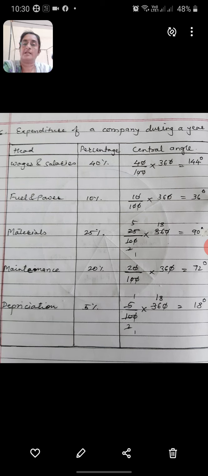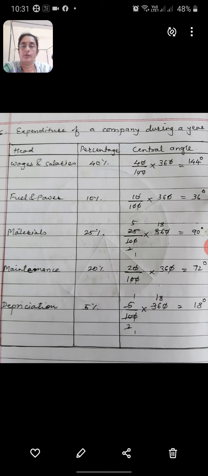The same calculation we are going to do for fuel and power, that is 10 by 100 into 360, you will get 36 degrees. As we do the calculation for materials, maintenance and depreciation, we will get 90 degrees, 72 degrees and 18 degrees respectively. Now we have to put these values on the pie chart.